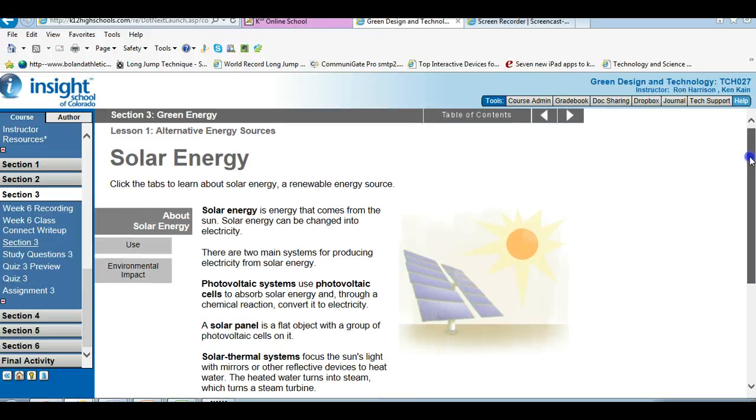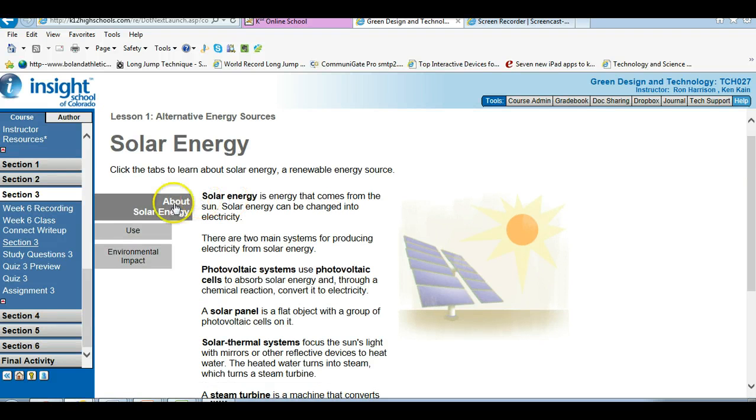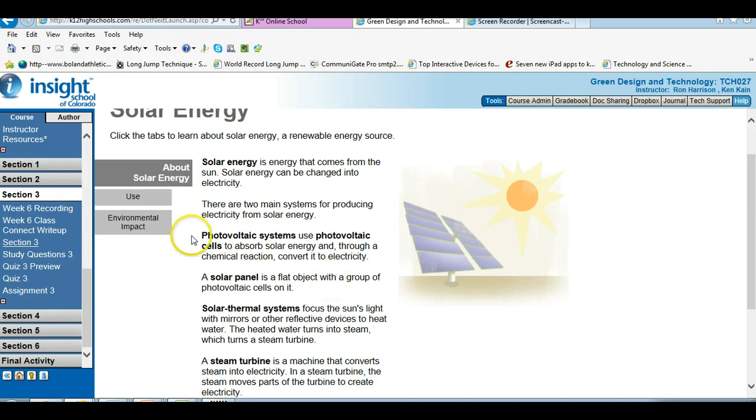Okay, alternative energy sources. Solar energy. So you can see that there are going to be a bunch of different alternative energies here. You can read down through these about it, the use of it, the environmental impact. Of course, solar comes from the sun. And there are a couple of ways that it's done. Photovoltaic systems use cells that absorb the energy, then they convert the energy to electricity. So those are your solar panels. So that's the way those things work.